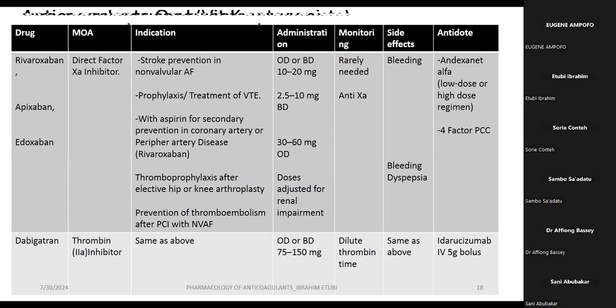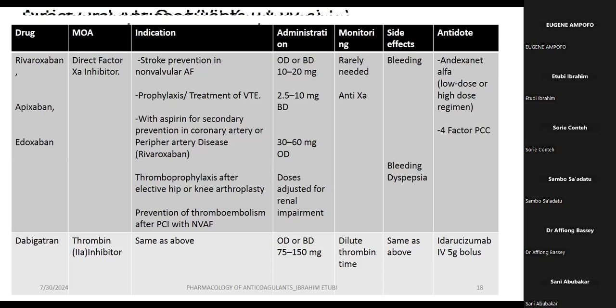And the other one is the direct oral anticoagulants, which include those that act as direct thrombin inhibitors, and then factor 10A inhibitors. So the initial ones are factor 10A inhibitors like rivaroxaban, apixaban, edoxaban, and they act by directly inhibiting factor 10A, and they are useful in stroke prevention in non-valvular atrial fibrillation, also in prophylaxis and treatment of venous thromboembolism, and then with aspirin for secondary prevention of coronary artery or peripheral artery disease. There are studies that have shown to support this. And then for thromboprophylaxis after elective hip or knee arthroplasty.